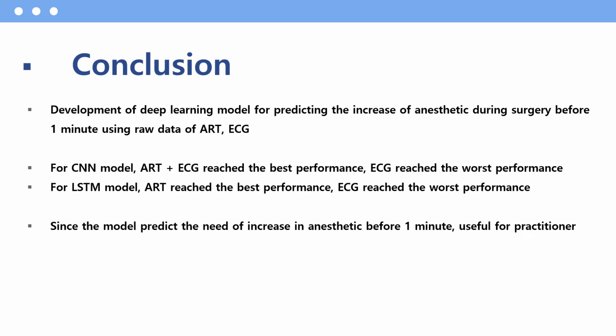We developed a deep learning model for predicting the increase of anesthetic during surgery before 1 minute using raw data of ARD, ECG. Input of ARD and ECG reached the best performance for the CNN model, while input of ARD reached the best performance for the LSTM model. For both models, input of ECG reached the worst performance. These results are thought to be due to insufficient pre-processing of ECG. Since the model predicts the need of increase in anesthetic before 1 minute, it is thought to be useful for practitioners to modulate the pain of a patient undergoing surgery.